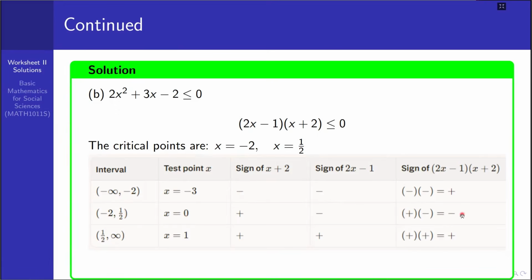From this chart, the interval is from -2 to positive 1 over 2 where it is negative. The zeros are also included: x plus 2 becoming 0 at -2, 0 times this one will become 0; and 2x minus 1 becoming 0 at 1 over 2, 0 times an expression is 0, so that 0 less than or equal to 0 is satisfied. Therefore, the solution set is the closed interval from negative 2 to positive 1 over 2.